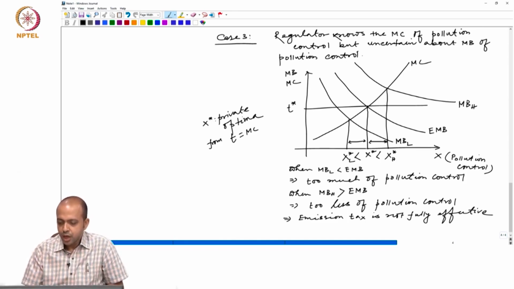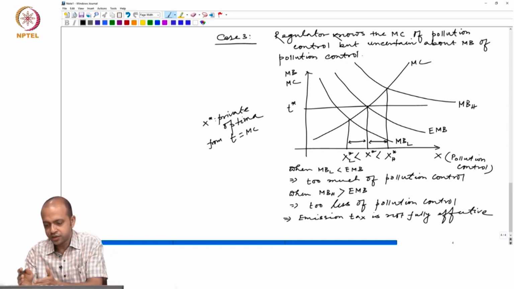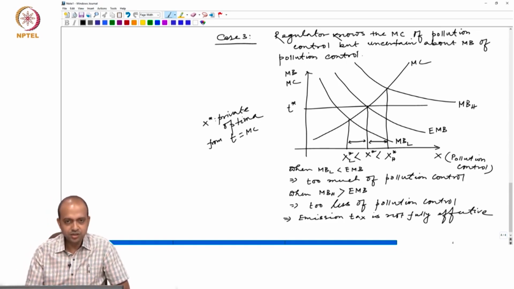Okay. And again, if you make the MB curve flatter, that divergence will change and you can decide what will happen actually. Okay.